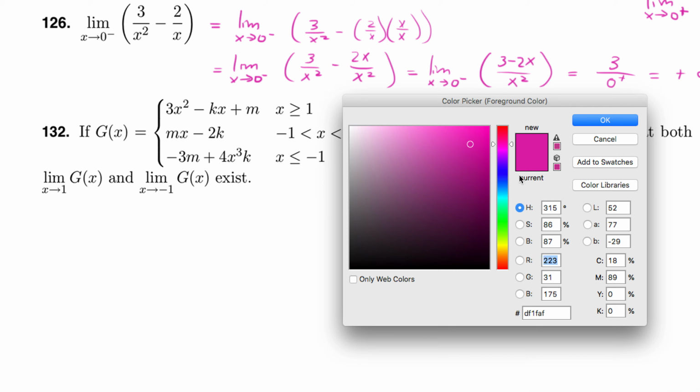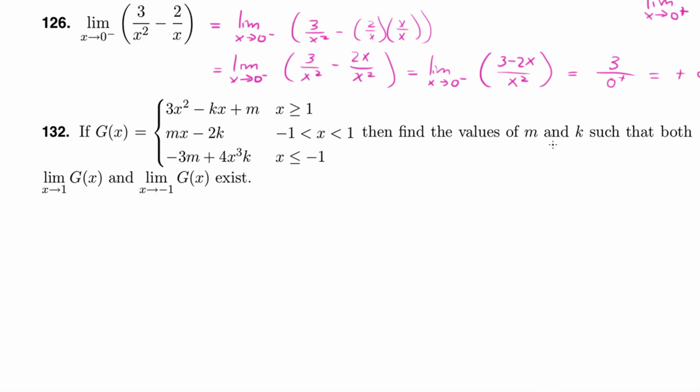132 is interesting. It appears a lot in the AP test, so you might want to focus a little bit more on this one. It says, if g of x is this crazy piecewise function, then find the values of m and k such that both limit of 1 and negative 1 exist. Okay. So we have to divide it into 3 parts for 1 and 3 parts for negative 1.